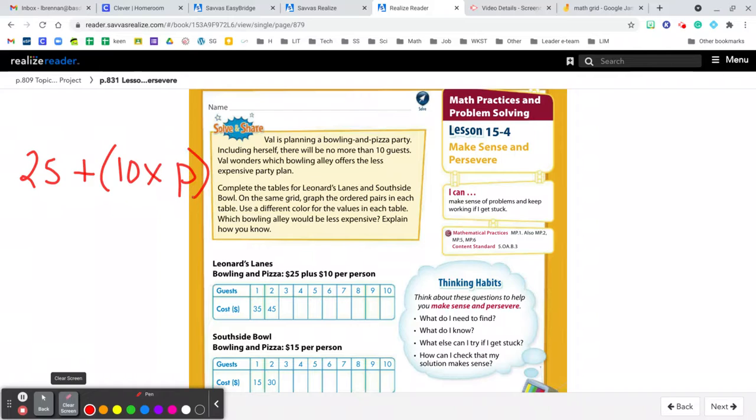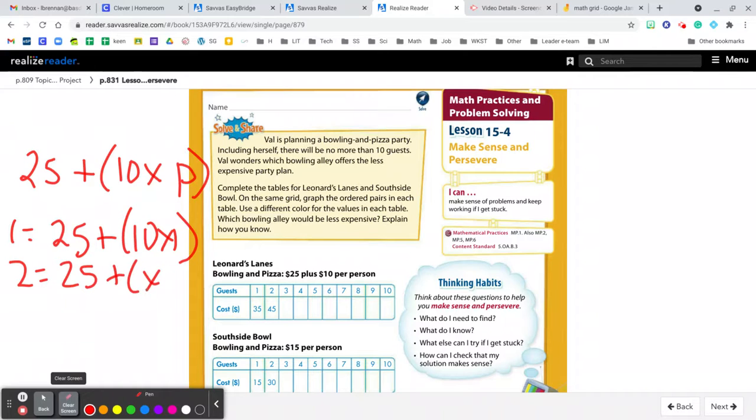So for number one, we have 25 for one guest. For one guest, we're going to have $25 plus 10 times 1. That's where we get the $35. For 2 guests, we're going to have $25 plus 10 times 2. So 25 plus 20 is 45. So for 3 guests, we'll have $25 plus 10 times 3. So we would get $55. And you can see it's increasing by 10.